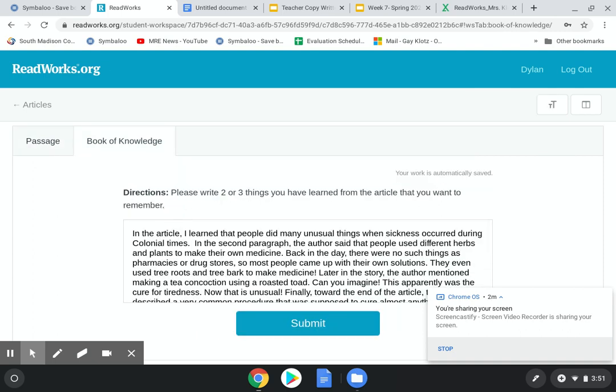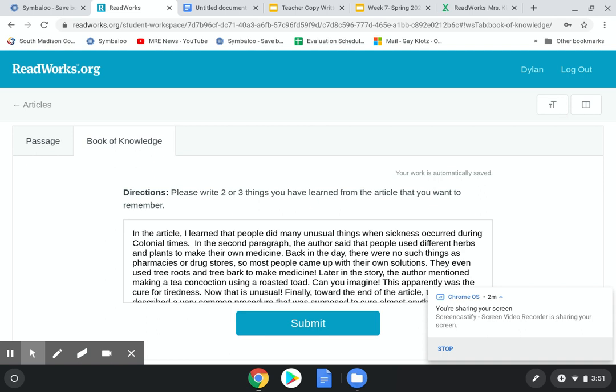Now, when you get to your Book of Knowledge, it is going to be blank here. And this is where you're going to write a RACE response to the question up here at the top. If you notice, it's not really a question, it's more of a direction to write two or three things that you learned. But knowing what you know about RACE writing, I want you to respond to this just like it were a RACE writing written response. So, again, I'm going to model for you how I would respond to this by using RACE writing.